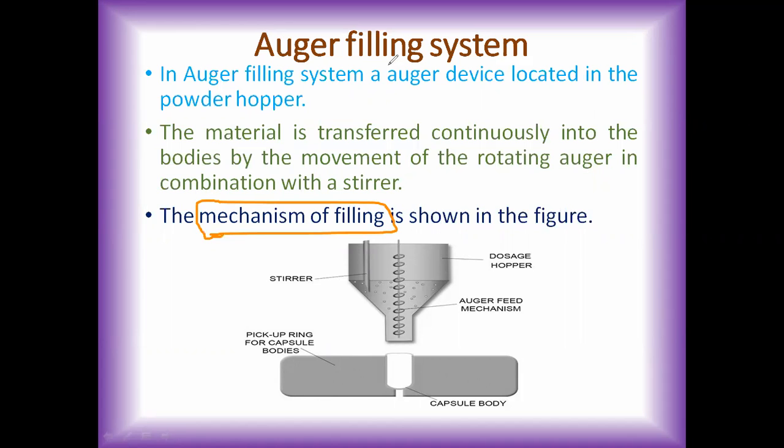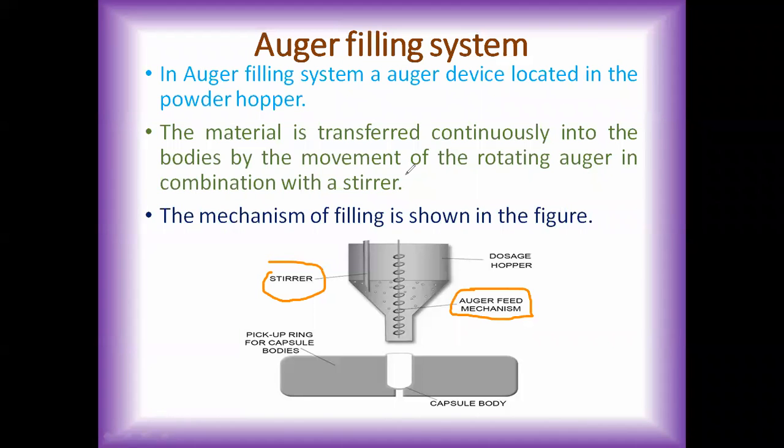So as I told you previously, we have an auger device which is located in the hopper. So this is the hopper. This whole thing is the hopper. Fine. Then you can see over here the whole thing which is shown. We have a single line shown over here. Then we have small circular dish-like portions over here. So this is the auger feed mechanism which has been used over here. And apart from that, we also have a stirrer over here.